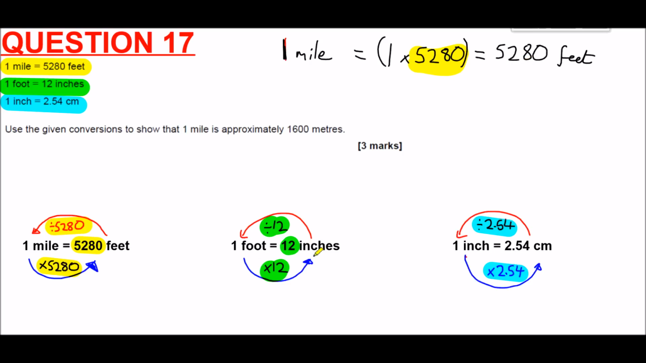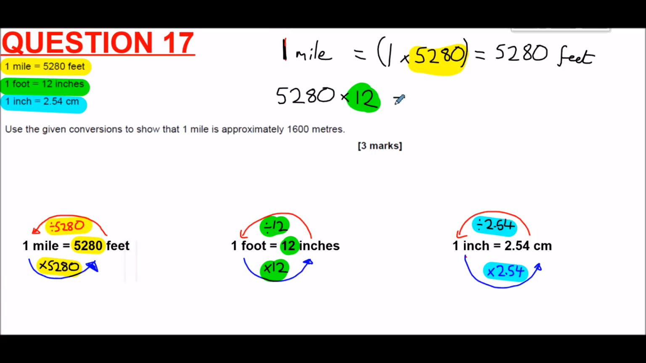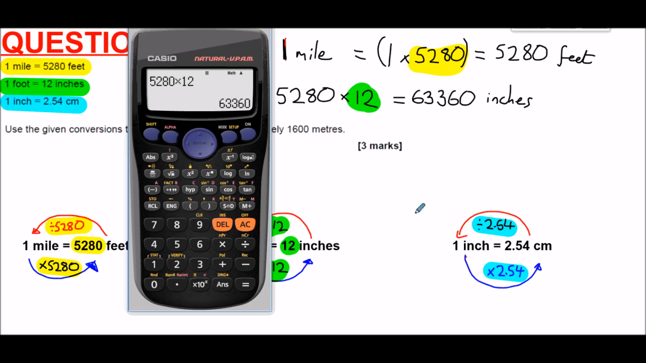Now we've got an answer in feet, we can change it into inches. 1 foot to inches we multiply by 12. So we can take the number of feet a mile is, which is 5,280, and multiply it by 12 to change it into inches. So for this calculation now, 5,280 multiplied by 12 gives us 63,360 inches. That's a lot of inches.